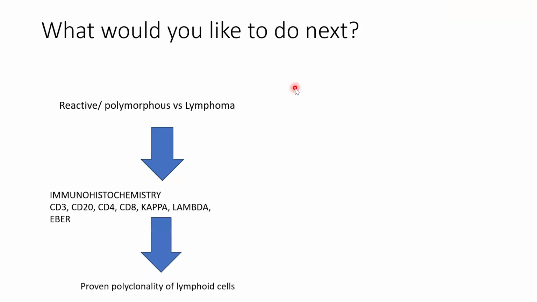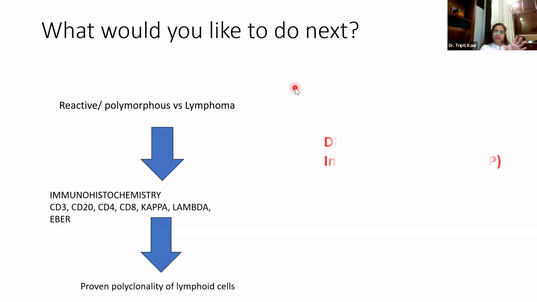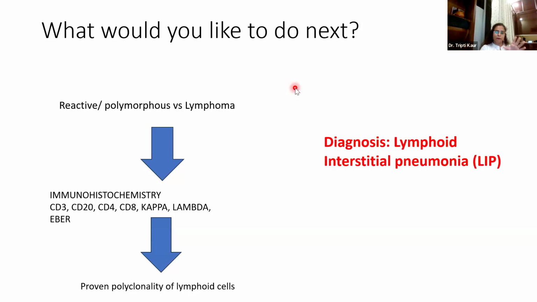So this case turned out to be polyclonal. The lymphoid cells are polyclonal in nature. So now what would you label this case as? Autoimmune. Autoimmune is okay, but there is an entity called lymphocytic interstitial pneumonia, LIP, lymphoid interstitial pneumonia. You don't have typical lymphoid follicles with germinal centers. You have more of a lymphoma-like look here.